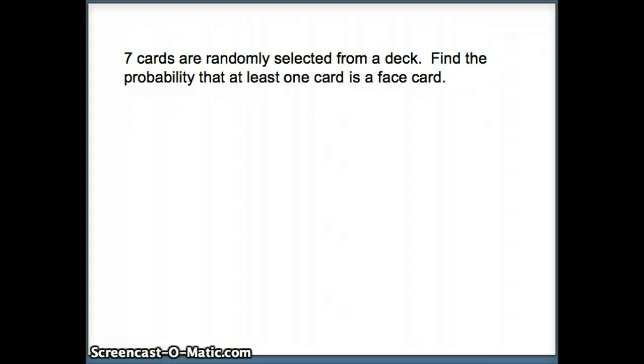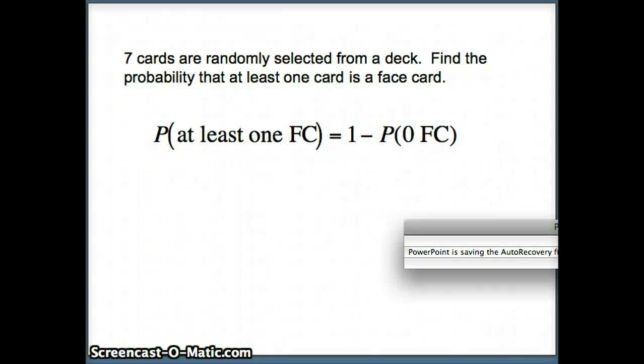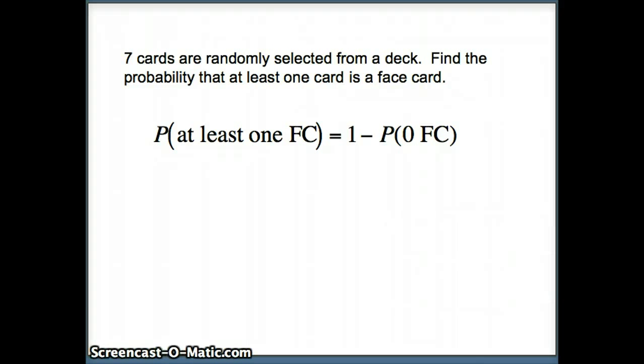Okay, our next question is, 7 cards are randomly selected from a deck. Find the probability that at least 1 card is a face card. Well, this at least 1 is, of course, interesting. When you see at least 1, we want to think complement. So the probability of at least 1 face card will be 1 minus the probability of 0 face cards. So we want to find out the probability of 0 face cards.